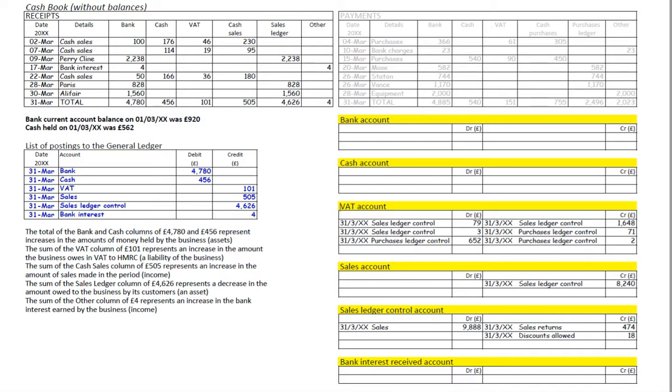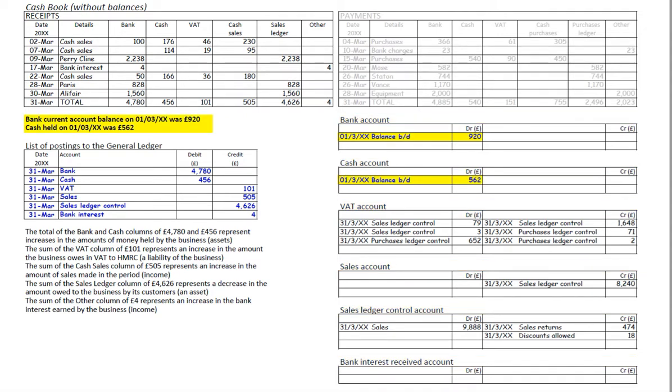So first of all, we'll record those opening bank balances and cash balances. So I've recorded those on the debit side because both represent an asset. So at the start of March, we've got balances brought down of £920 in the bank account and £562 in the cash account. We can now start posting the entries from our postings lists. So the 4780 will be debited to the bank account, and the 456 will be debited to the cash account.